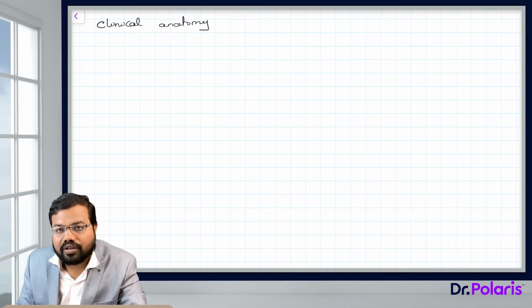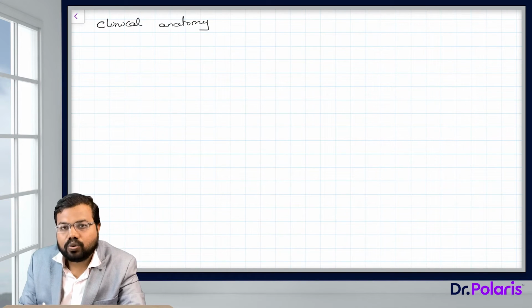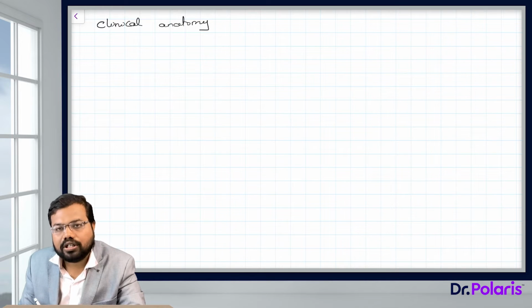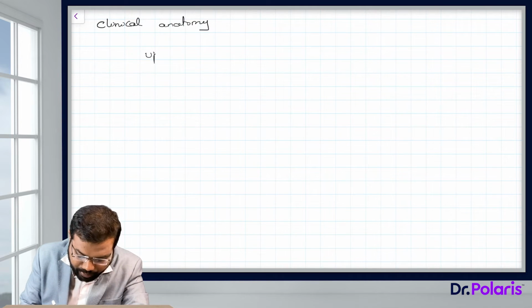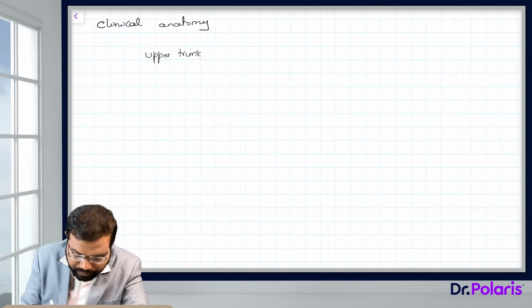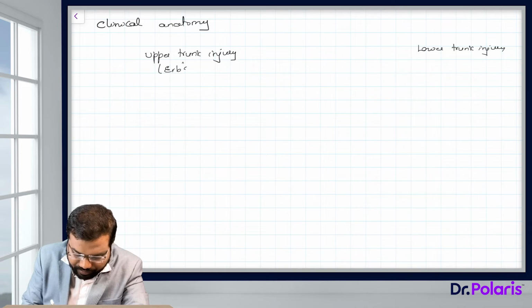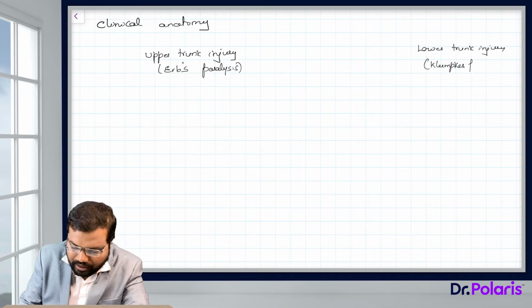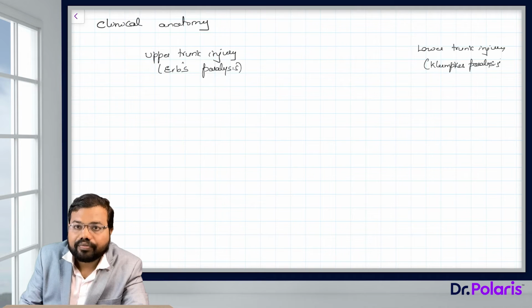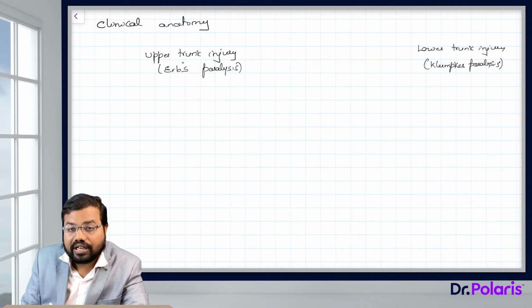Next, shifting to the clinical anatomy of the brachial plexus. In that, two things are present. One is upper trunk injury, the other is lower trunk injury. Upper trunk injury is also called Erb's paralysis, whereas lower trunk injury is called Klumpke's paralysis. So how do we identify these upper trunk paralysis and lower trunk paralysis?